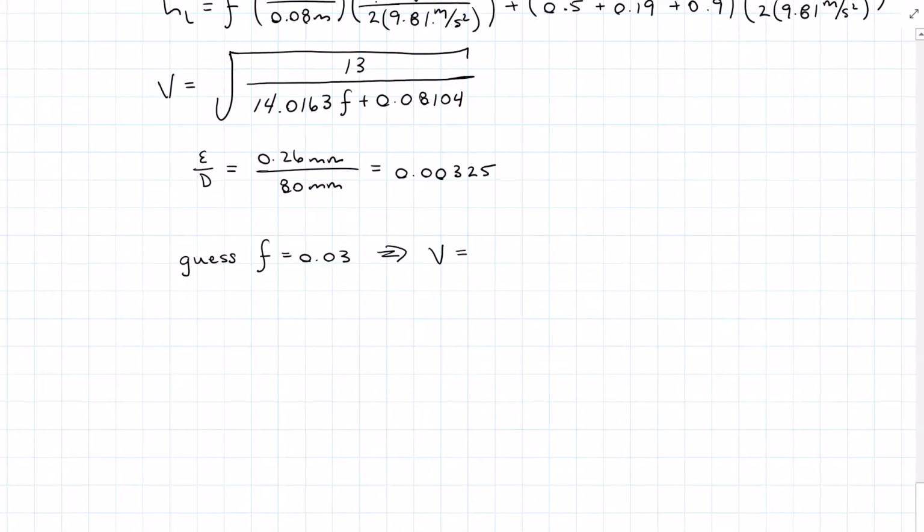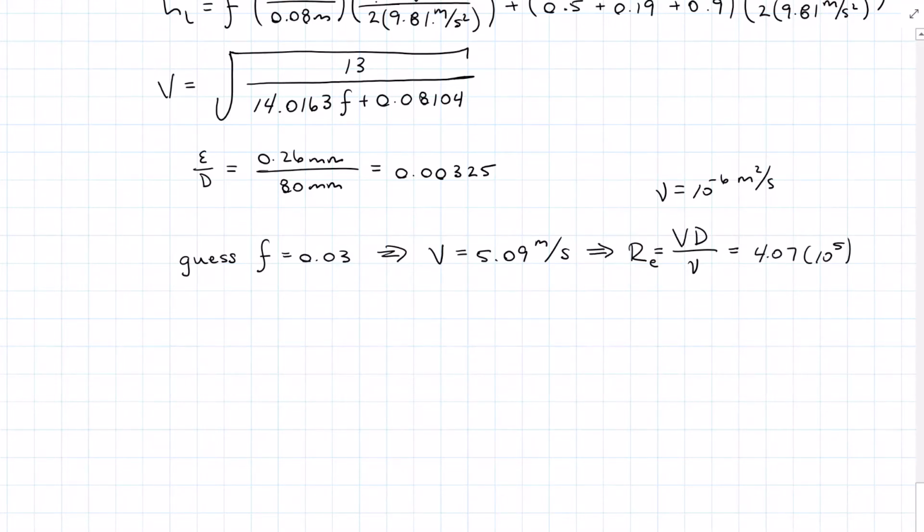That gets me a velocity of 5.09 meters per second, which then in turn gives me a Reynolds number. And I'm using kinematic viscosity because I can find it in Appendix A, and that's one less number I have to plug into my Reynolds number. And I'm using a nu of 10 to the negative 6 meters squared per second. I have a Reynolds number of 4.07 times 10 to the 5th.